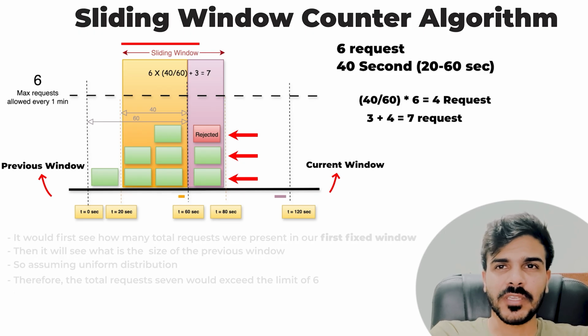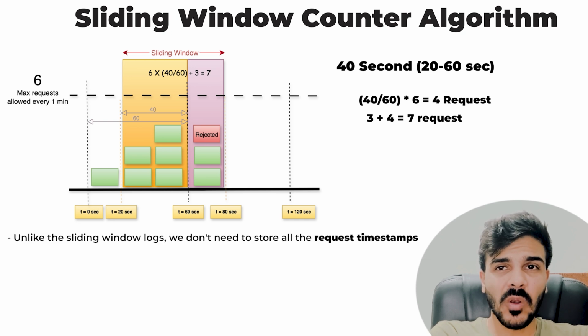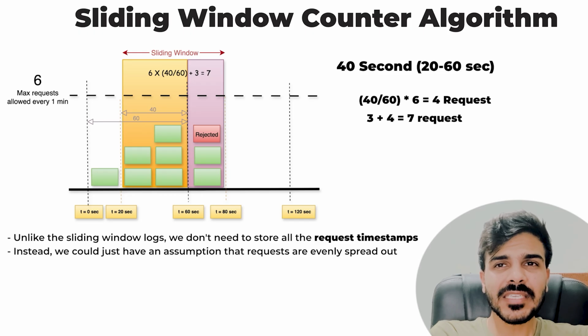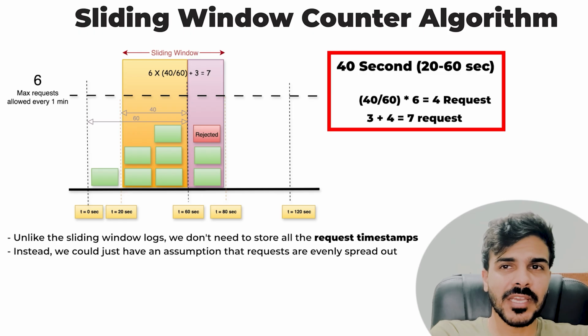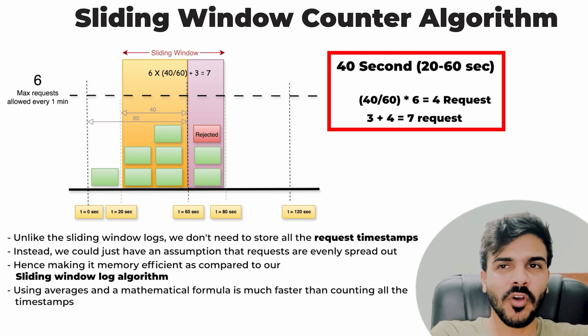Now, what are the benefits of this? Firstly, unlike the sliding window logs, we don't need to store all the request timestamps. Instead, we could just have an assumption that requests are evenly spread out and then use simple mathematics to estimate the requests in our previous window, hence making it memory efficient as compared to our sliding window log algorithm. Definitely using averages and a mathematical formula is much faster than counting all the timestamps in the sliding window.